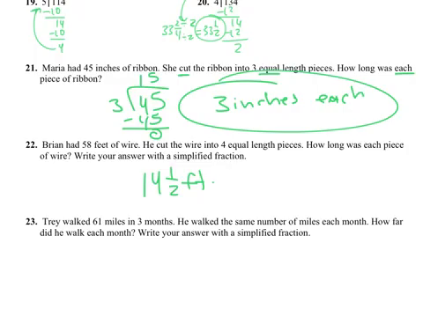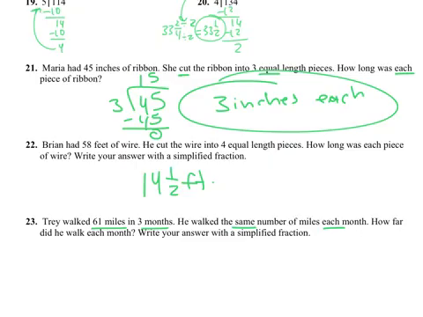Okay, number 23, we got Trey walked 61 miles in 3 months. He walked the same number of miles each month. How far did Trey walk, or how far did he walk each month? Write your answer in a simplified fraction. So again, I'm going to do this on another slide, create some more room for myself.